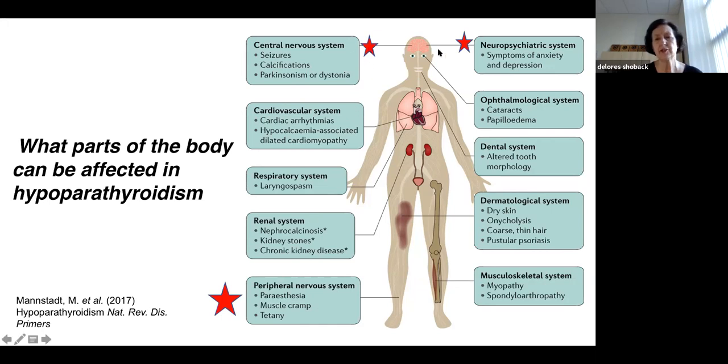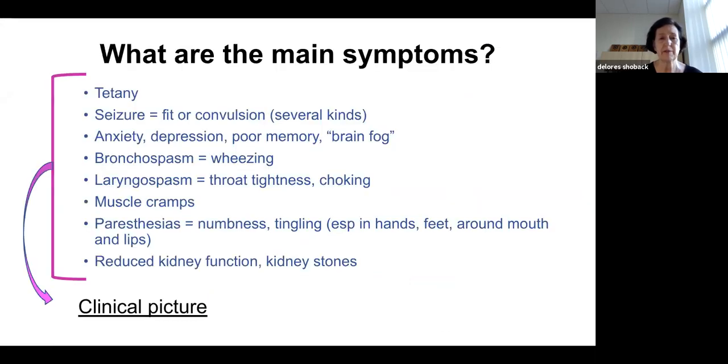And I've put these red stars here. Again, you're going to get all these slides, so don't worry about writing any of this down. But these red stars are just some of the most common things that patients experience and complain of and notice. And sometimes it's every single day that there's a symptom there. So what are the main symptoms? When I'm interviewing a patient for the first time, I'm asking about everything, but what I'm really focusing on are: are you having tetany? Are the muscles contracting painfully? Any seizures or fits or convulsions?